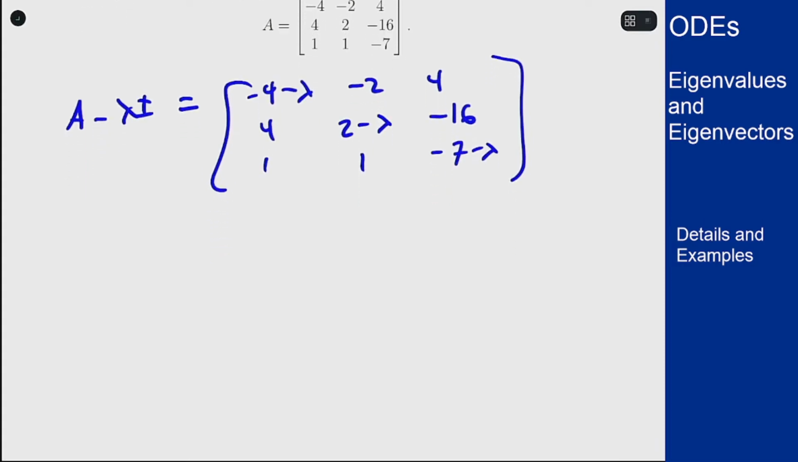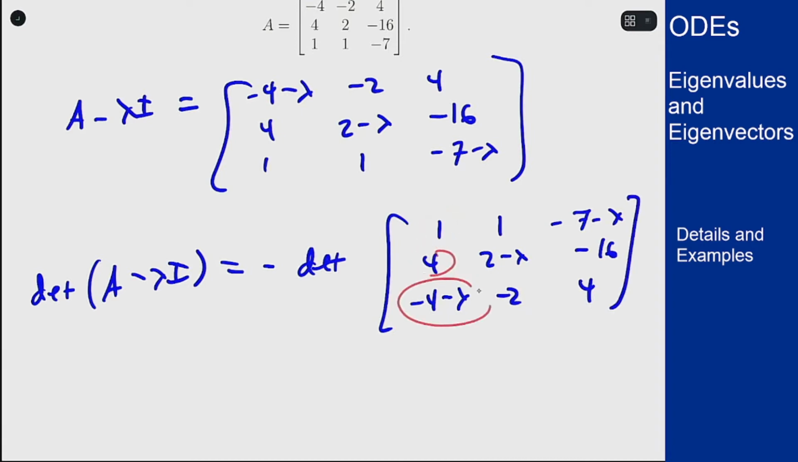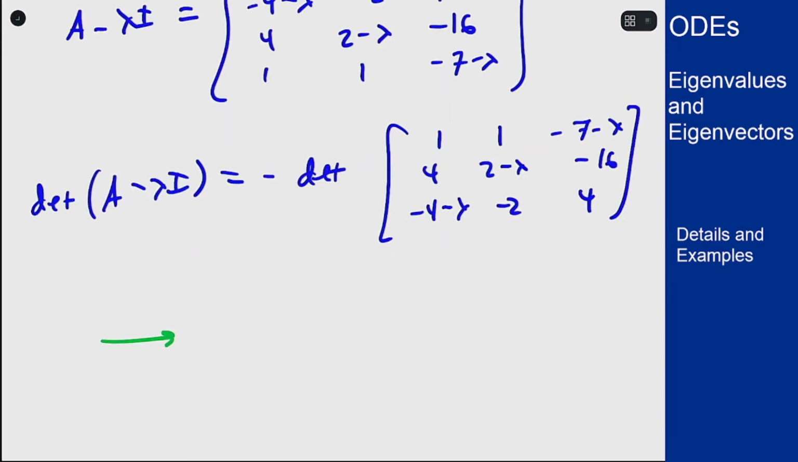So for this, I'm going to find the determinant of A minus lambda I, which will be the same as, up to a minus sign, the determinant of 1, 1, -7 minus lambda, 4, 2 minus lambda, -16, -4 minus lambda, -2, 4. And I'm going to use this 1 to cancel out the 4 and the -4 minus lambda that are here. So R2 is R2 minus 4 R1. R3 is R3 plus (4 plus lambda) R1.